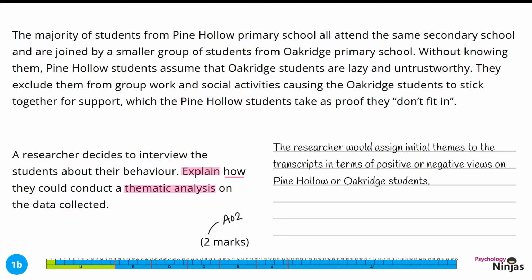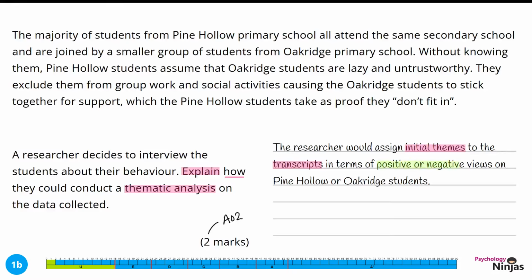The researcher would assign initial themes to the transcripts in terms of positive or negative views on Pine Hollow or Oak Ridge students. We're showing our knowledge of thematic analysis by saying that we would assign initial themes and that this would be a transcript of the data, a written account of the interview. However, at this point it would be generic and wouldn't get us any marks.